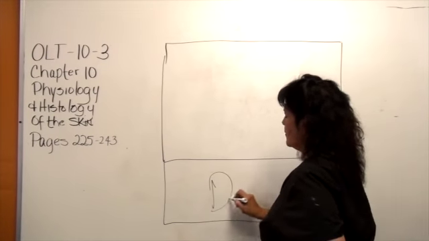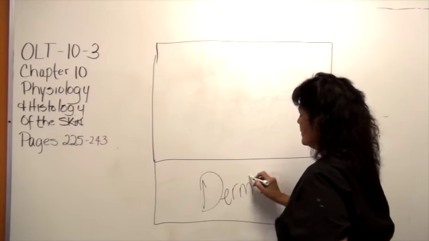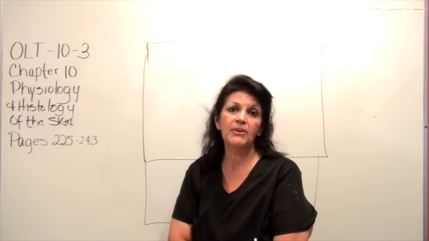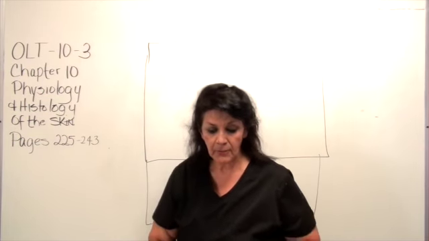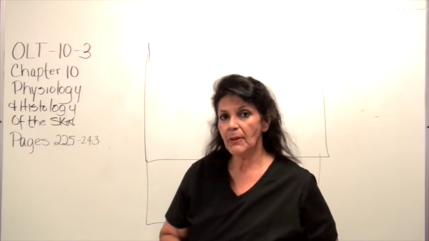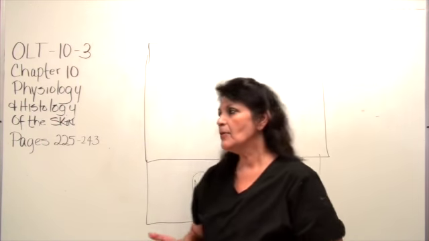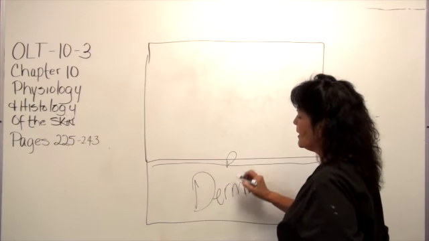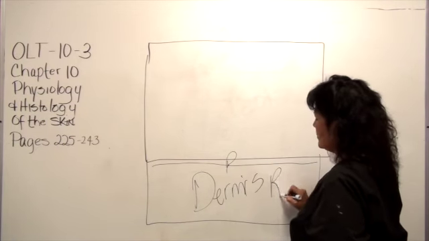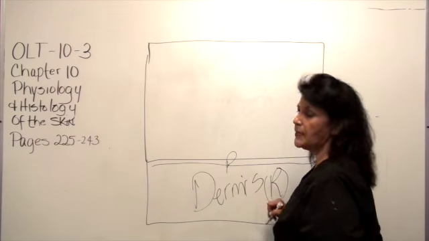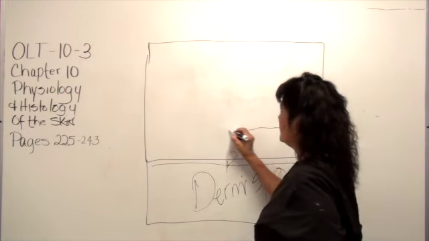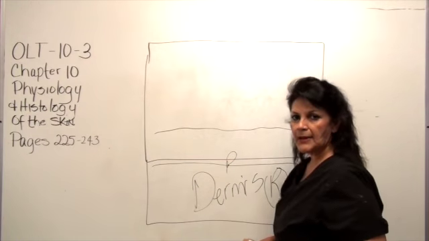This is our dermis. We already talked about our dermis. We talked about the reticular dermis, and we also talked about the papillary dermis. The papillary dermis is the thinner part that's on top, and the reticular dermis is on the bottom. All right? Now we're ready to look into our first layer.